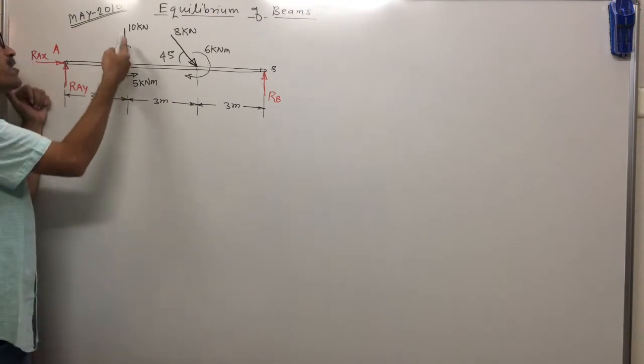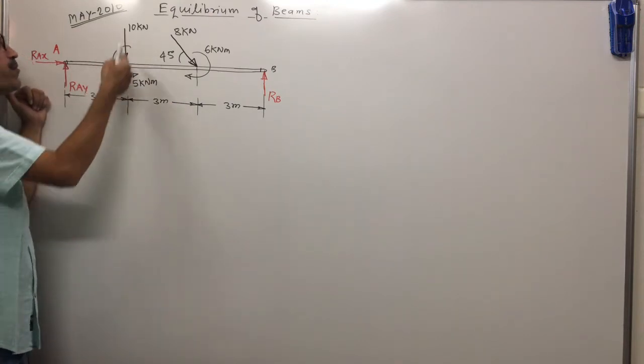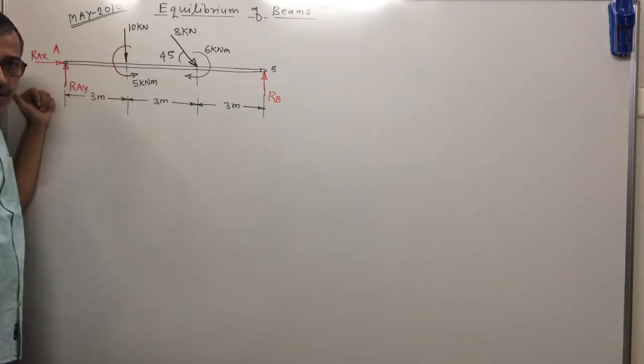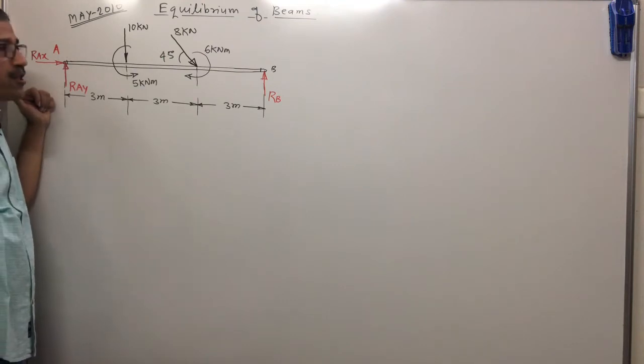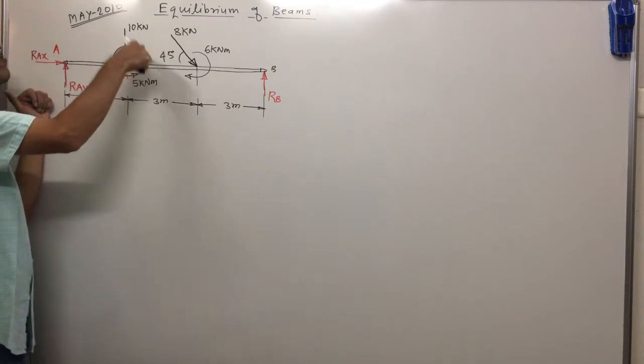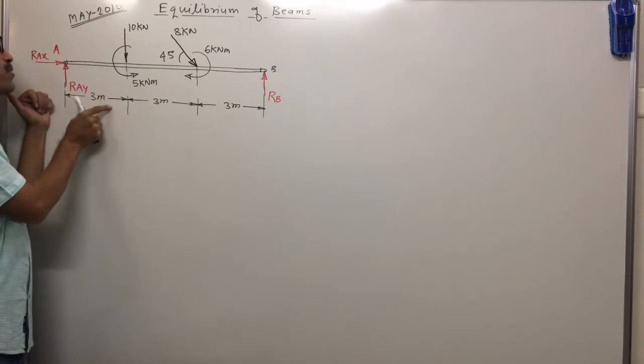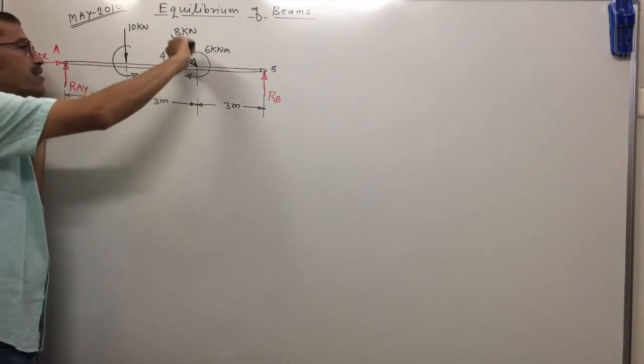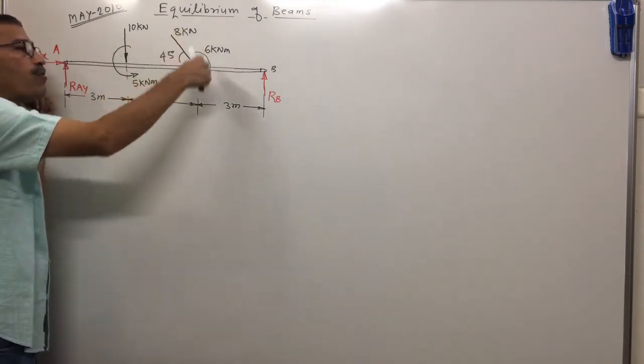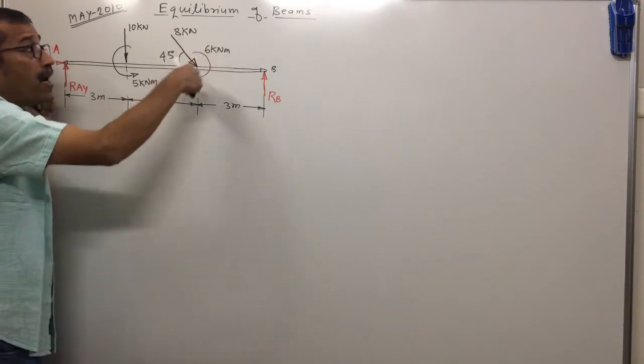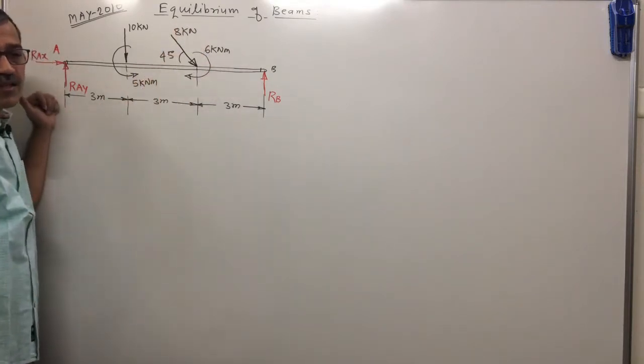First term. Second, couple anti-clockwise. Simply what we have to do, as per its direction we will write with plus or minus sign. That means this becomes plus 5. So minus 10 into 3 plus 5. There is a 6 kilonewton clockwise couple, so minus 6, clockwise.